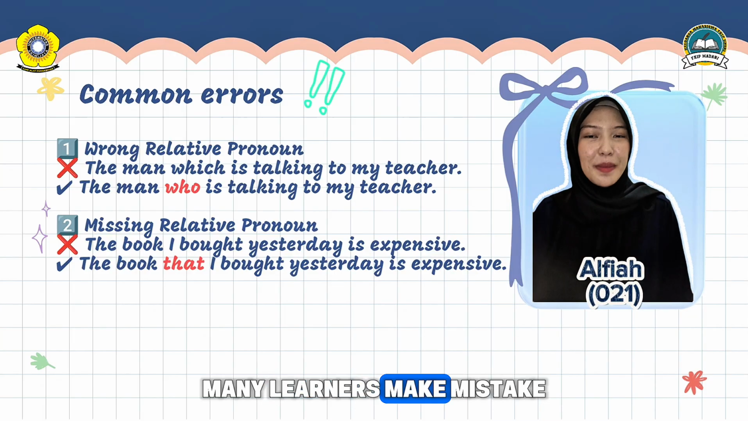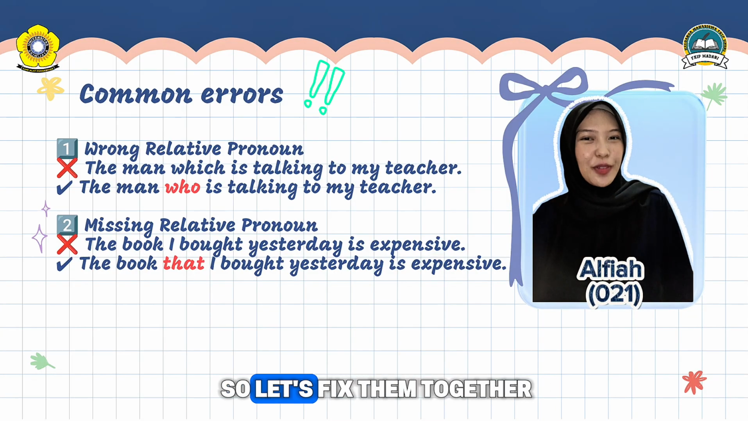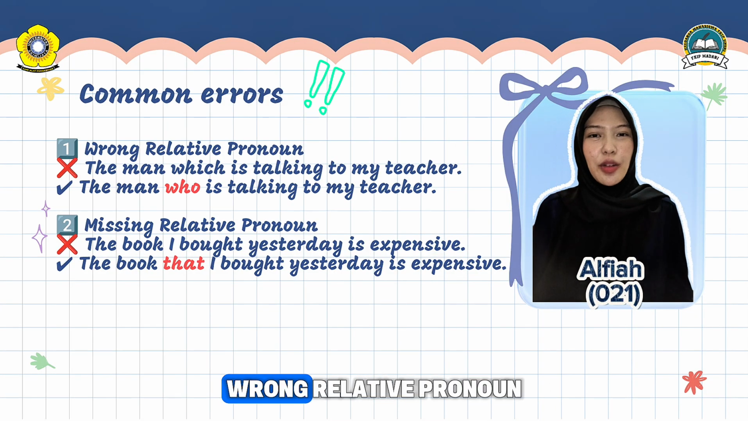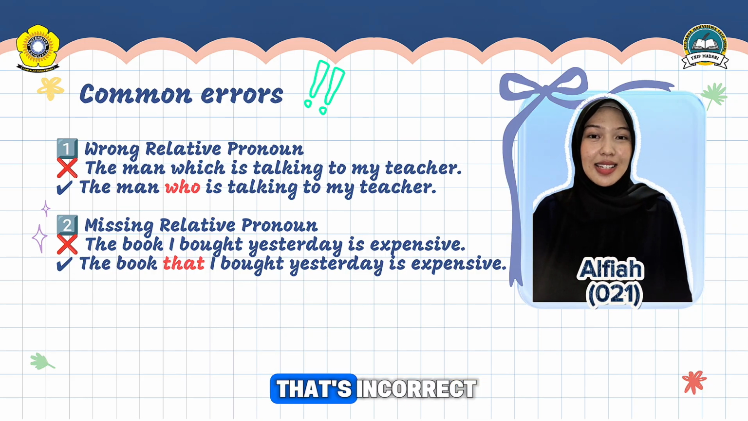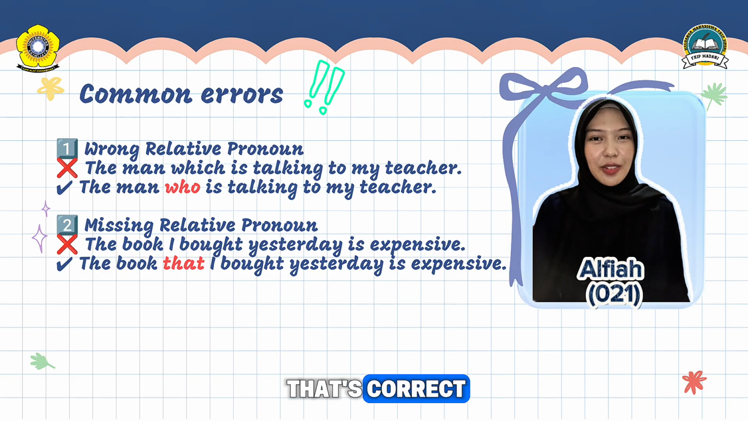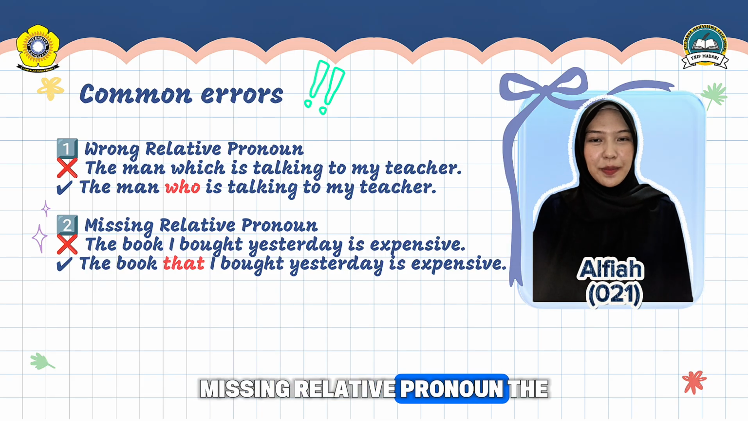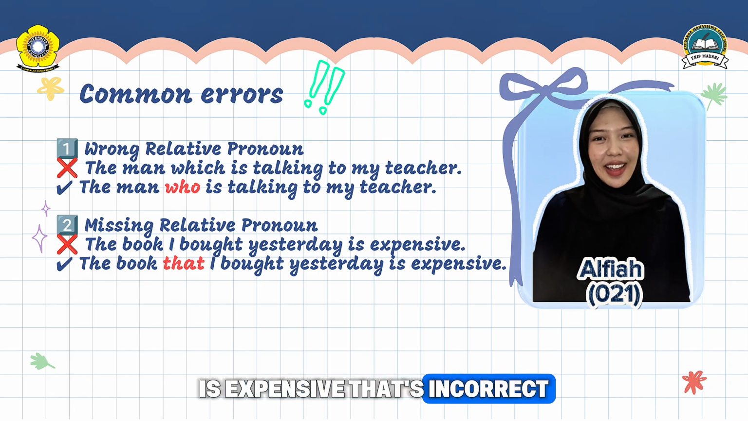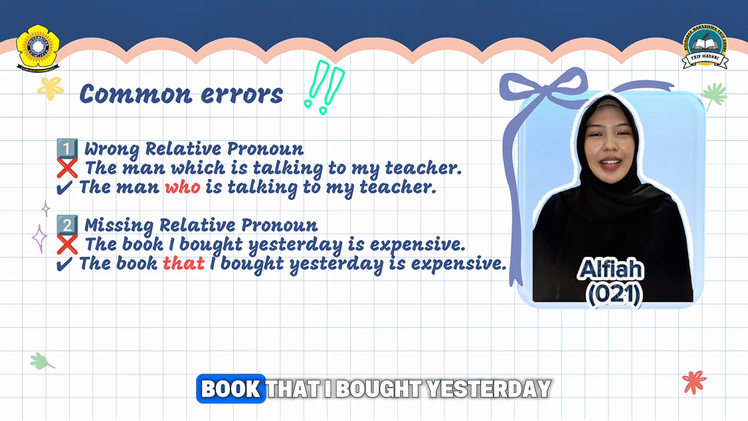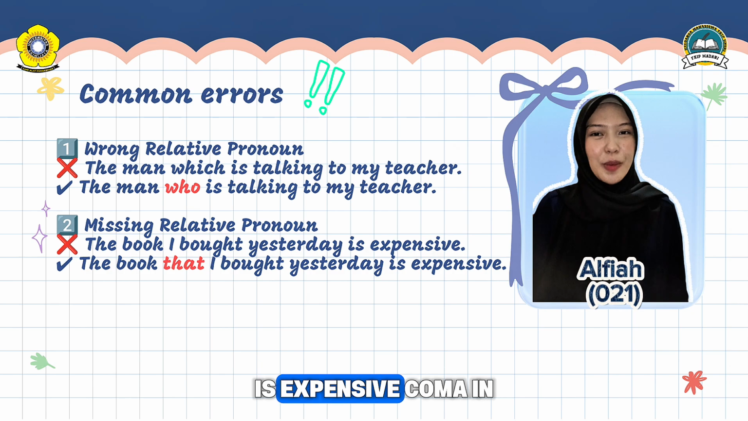Many learners make mistakes, so let's fix them together. Wrong relative pronoun. The man which is talking to my teacher. That's incorrect. The man who is talking to my teacher. That's correct. Missing relative pronoun. The book I bought yesterday is expensive. That's incorrect. The correct one is: the book that I bought yesterday is expensive.